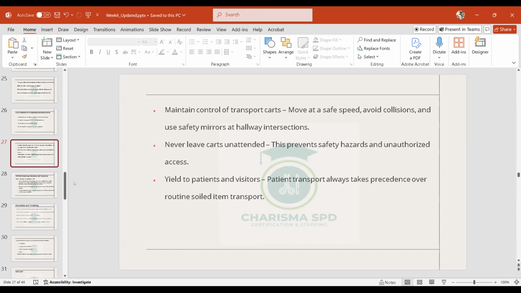Maintain control when you are transporting dirty instruments. We normally transport them in carts. Now, if your department is far away from the OR, you are going to use the hallway, and you're going to share the hallway with patients, with patients' families, and with other workers. So you have to be able to control the cart that is carrying the instruments.